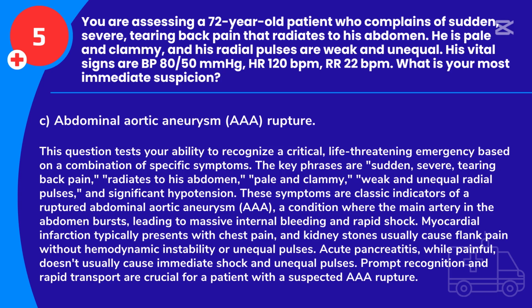pulses, and significant hypotension. These symptoms are classic indicators of a ruptured abdominal aortic aneurysm, AAA, a condition where the main artery in the abdomen bursts, leading to massive internal bleeding and rapid shock. Myocardial infarction typically presents with chest pain, and kidney stones usually cause flank pain without hemodynamic instability or unequal pulses. Acute pancreatitis, while painful, doesn't usually cause immediate shock and unequal pulses. Prompt recognition and rapid transport are crucial for a patient with a suspected AAA rupture.